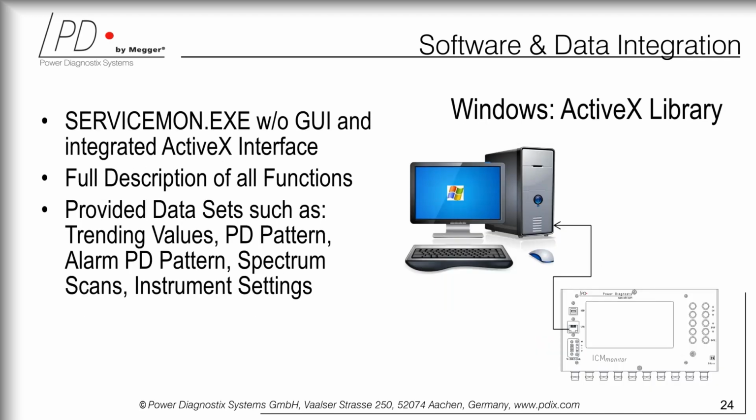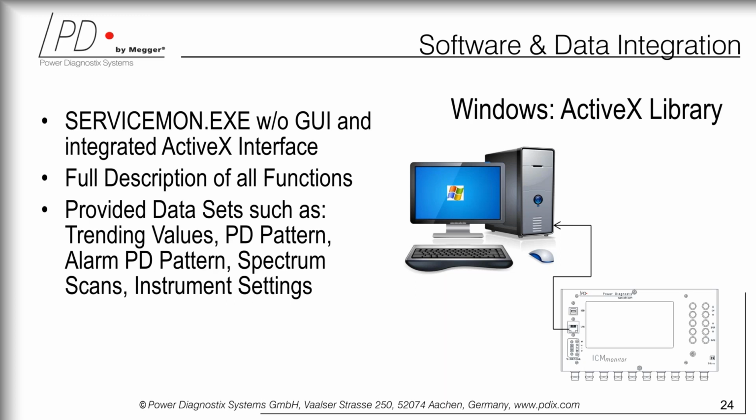This is a typical example where a computer, now of course shown in this majestic desktop manner, but nowadays laptops are very common, is connected to the LAN port of the ICM monitor. All the functions are possible in the software, and the trending values, the PD patterns, the PD alarms, the spectrum, all this information is visible to an operator, to an expert.